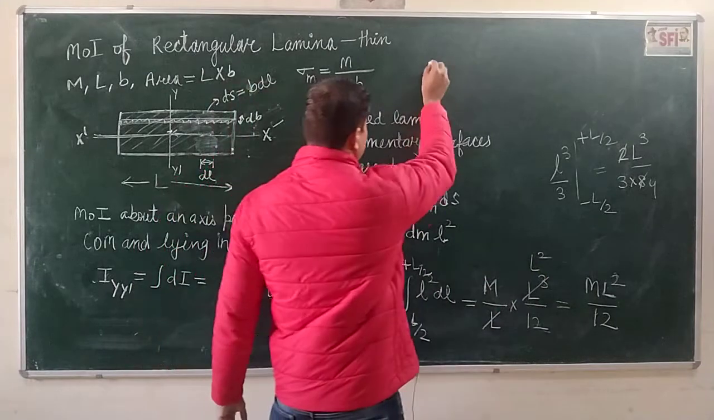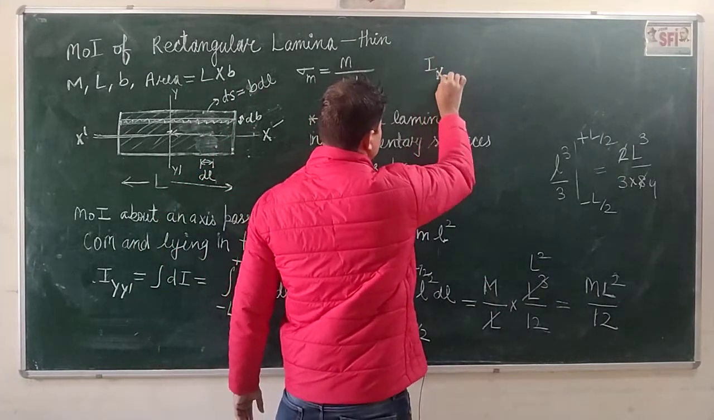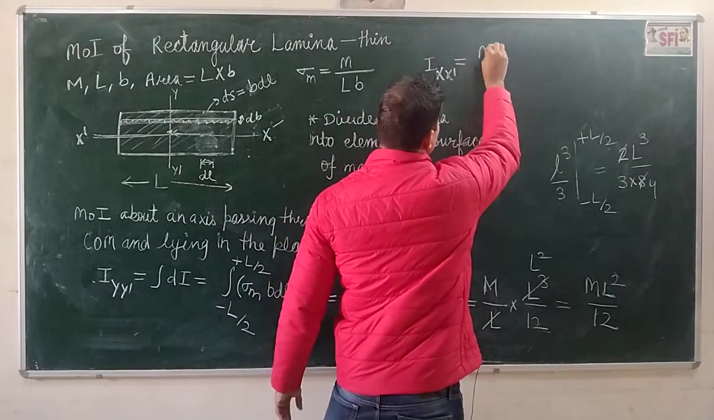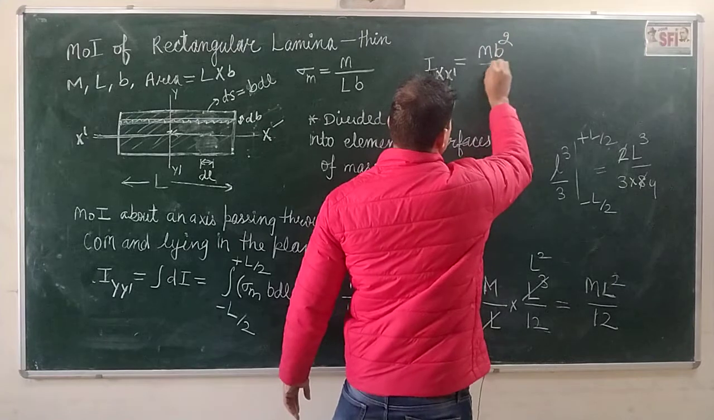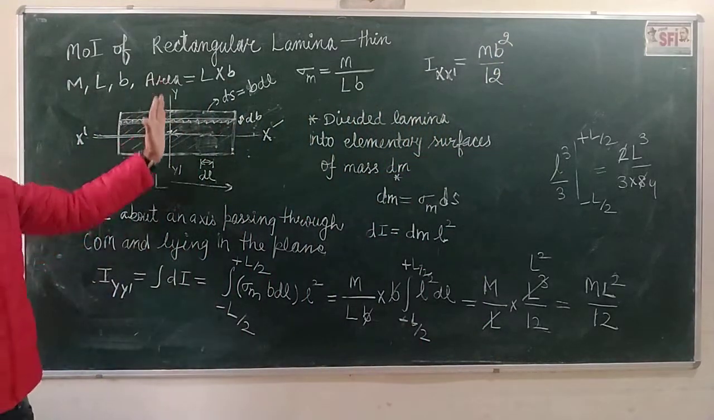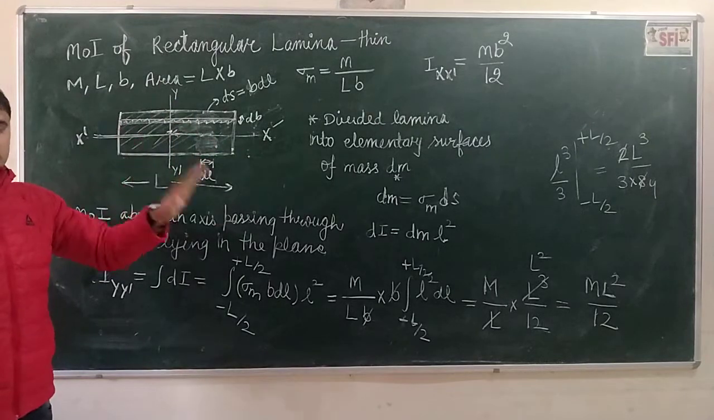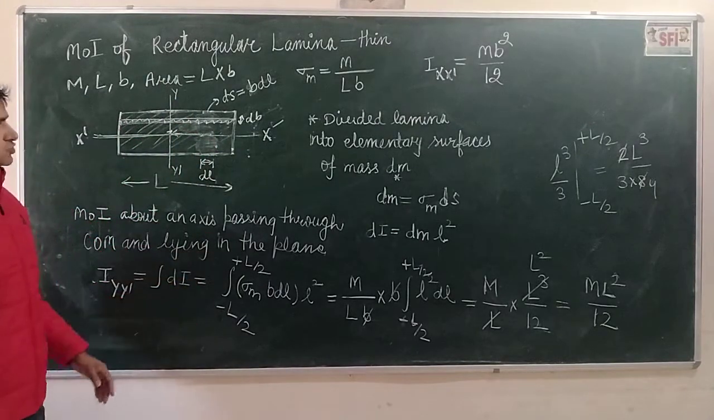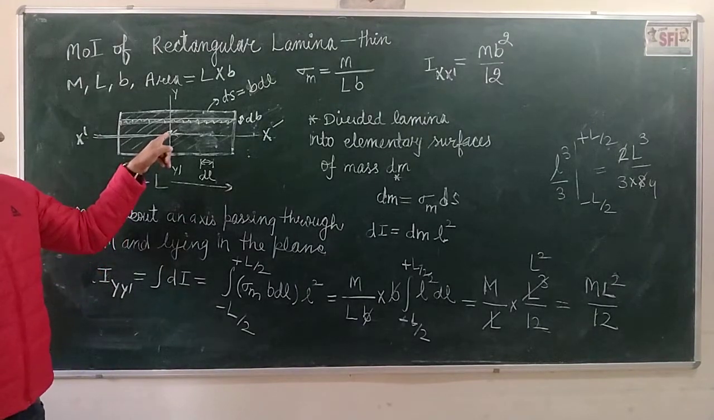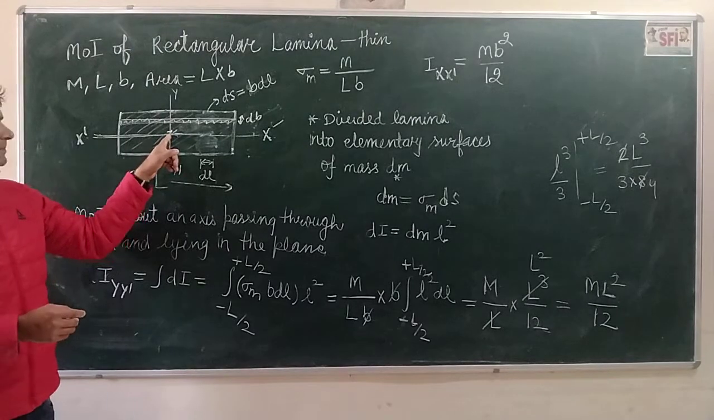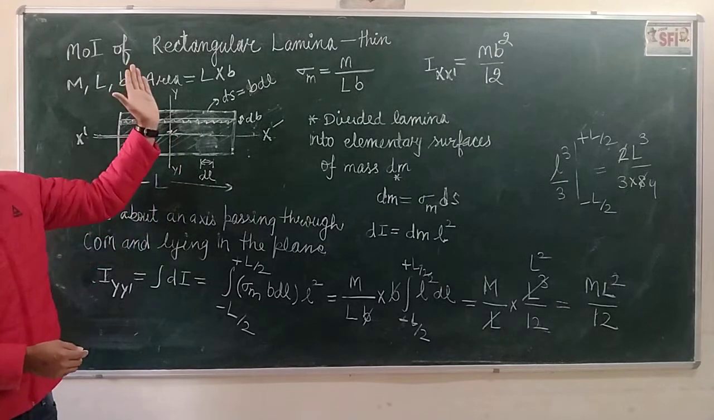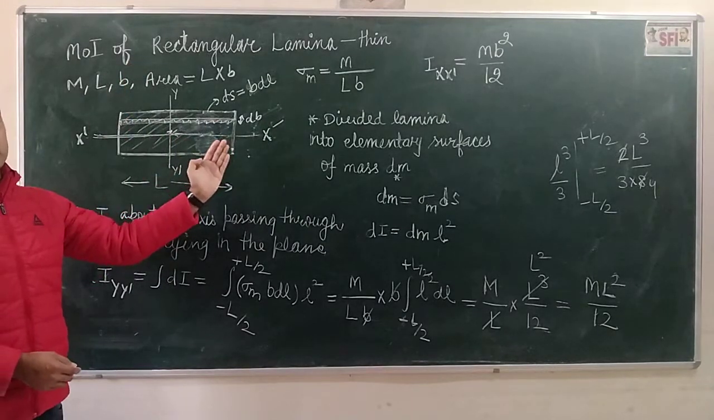So the moment of inertia about the x-axis, about an axis which is along the length, will be mb square by 12. Okay, now these two axes, x-axis and y-axis, are in the plane of mass distribution. What will be the moment of inertia about an axis which is passing through the center of mass and perpendicular to the plane of mass distribution, or perpendicular to the surface of the rectangular lamina?